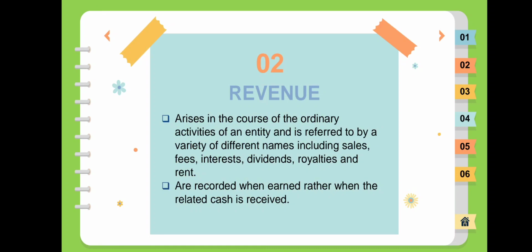So next to heading is the revenue. When we say revenue, this arises in the course of the ordinary activities of an entity and is referred to by a variety of different names, including sales, fees, interest, dividends, royalties, and rent. So these are the different names of the revenue. So, nakadepende sa product ng business kung ano yung tawag sa revenue niya.